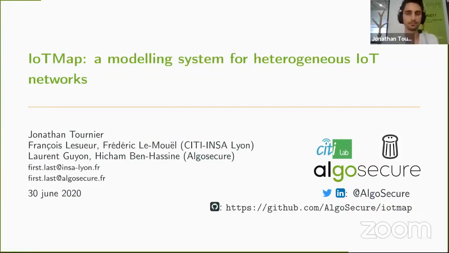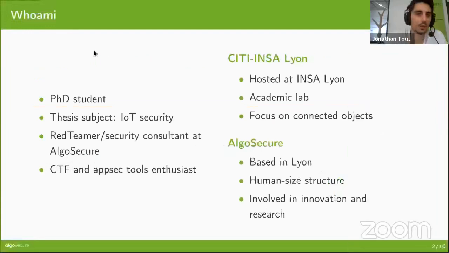So today I'm going to talk about IoT Map, a system capable of modeling heterogeneous IoT networks. Before that, I will present myself. So I'm Jonathan Tournier. I'm a PhD student in a CIFRE agreement with INSA Lyon and AlgoSecure. I'm also a red teamer, pen tester, and security consultant at AlgoSecure.